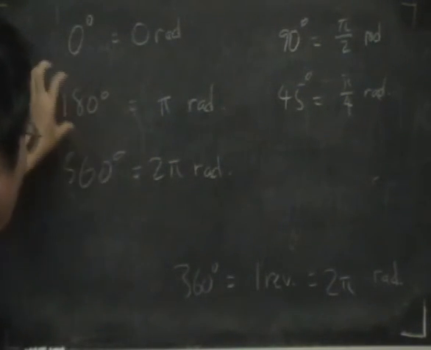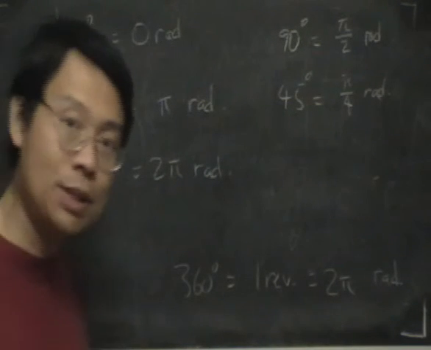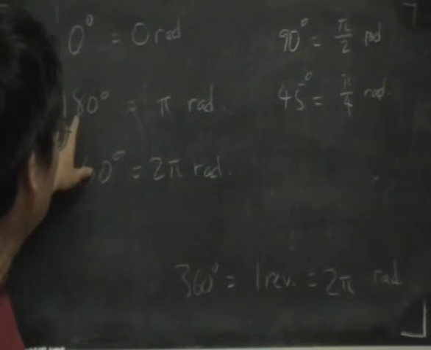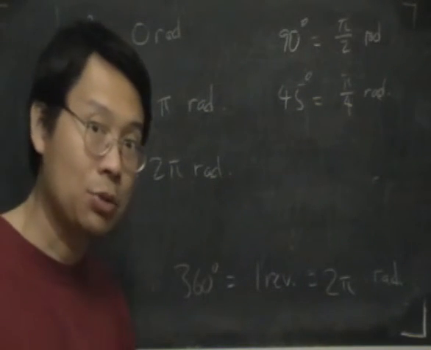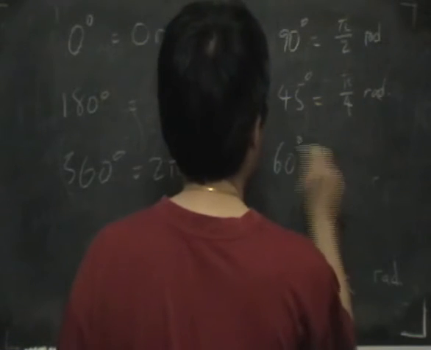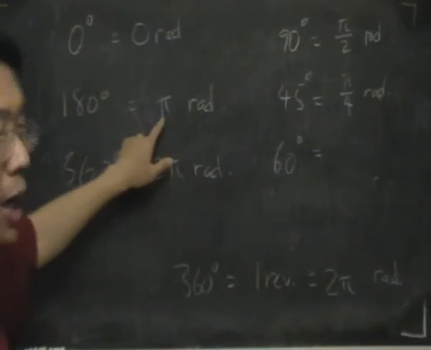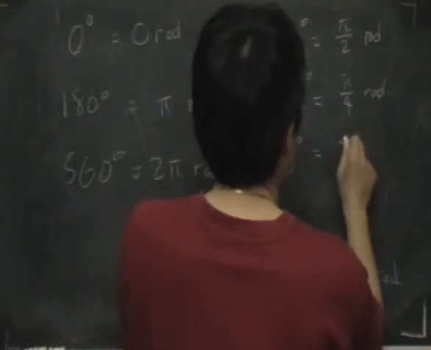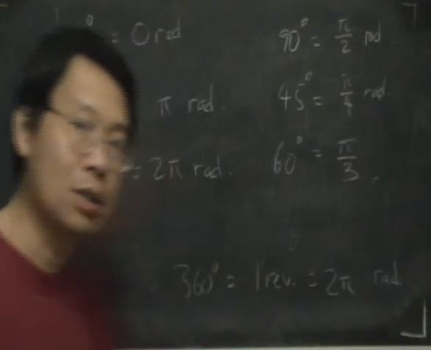Now let me backtrack to 180. If I want a simple fraction, I can divide 180 by 3. 180 divided by 3 is 60. So if I divide 180 by 3, I divide pi by 3 as well. So pi over 3. So 60 degrees is pi over 3.